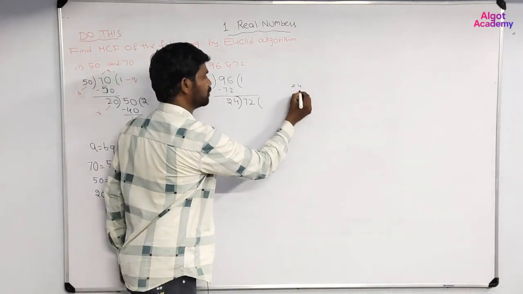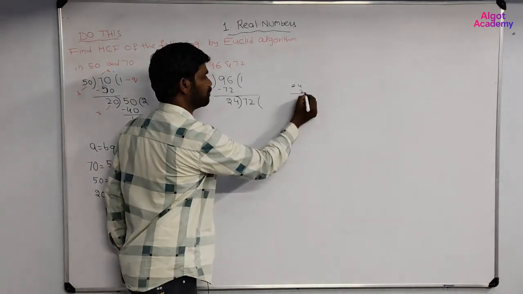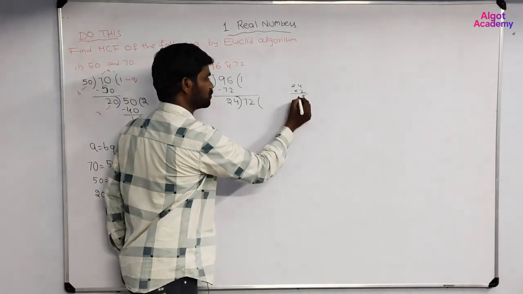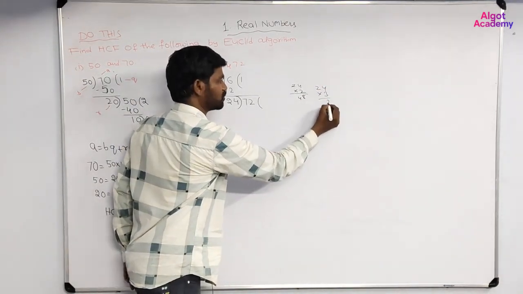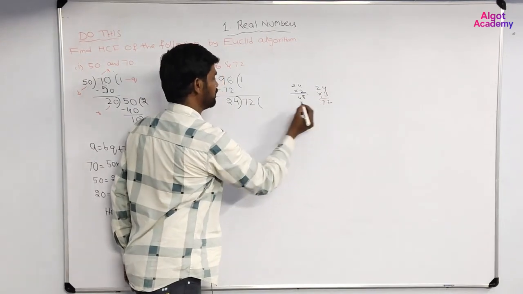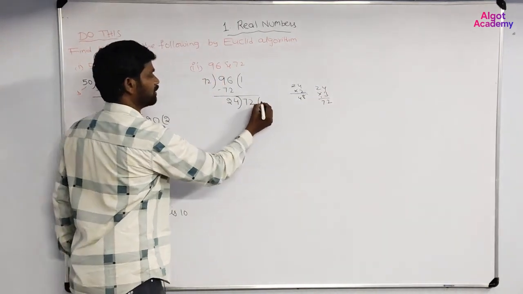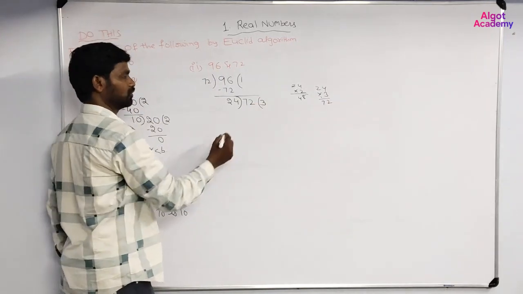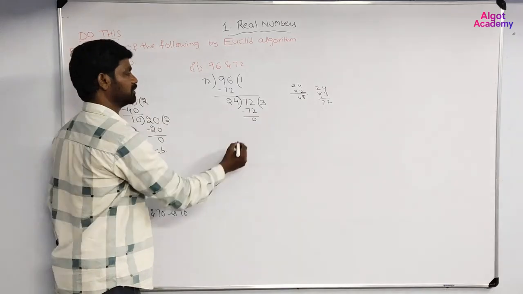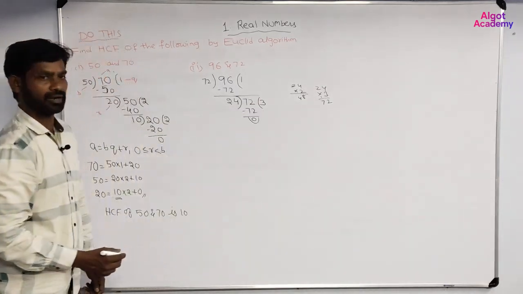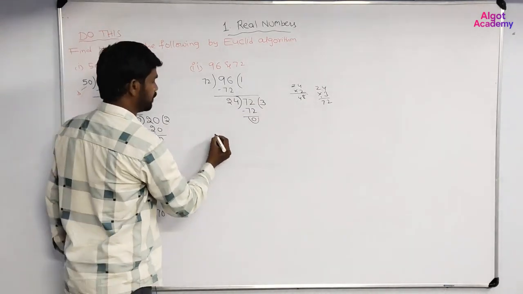24 into 2, let us take 2. 2 times 2 is 4, 2 times 4 is 8, no. 24 into 3, 3 times 4 is 12, 3 times 2 is 6, 72, yes. So we can write this as 24 into 3, that becomes 72. So 72 minus 72 is equal to 0. Remainder is 0. So let us write in that form.